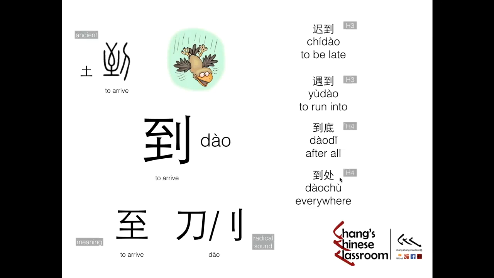And 到处, 处 means the place, and 到 means arrive. Arrive the place, literally altogether combined means everywhere. 到处, everywhere. Reach all the angles.